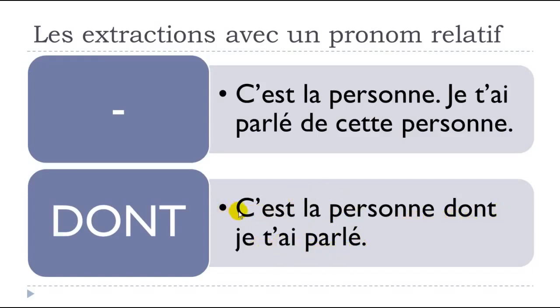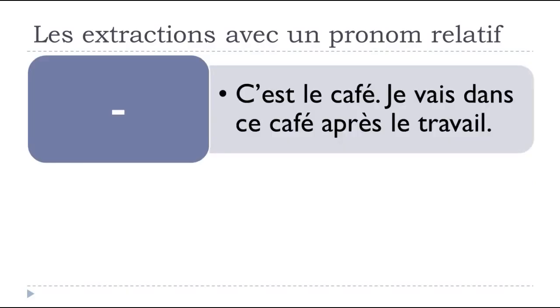So, as we saw previously, you rewrite the first sentence, c'est la personne, then you put dont, your pronom relatif right here, and then you continue your sentence without, of course, rewriting de cette personne, because you've replaced de cette personne by dont. So you get a quite short sentence here. C'est la personne dont je t'ai parlé. Alright, and let's see one more example.